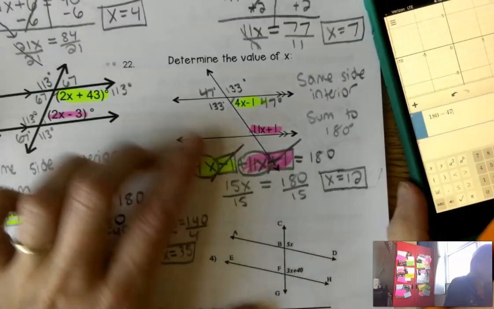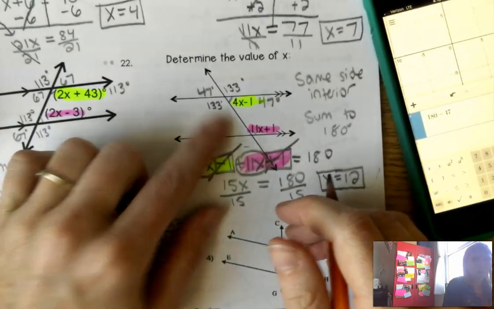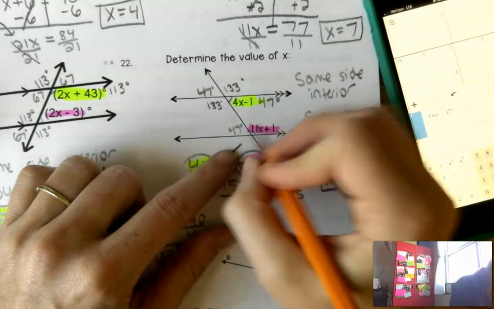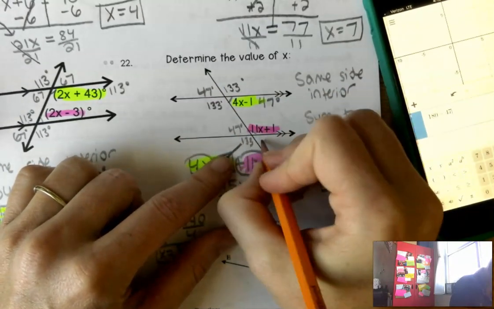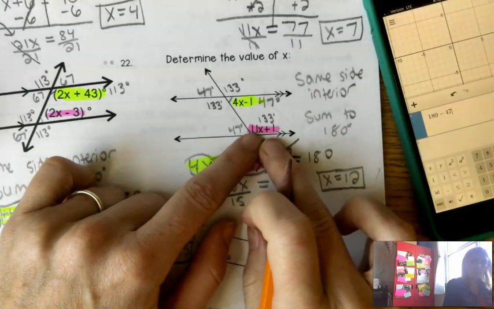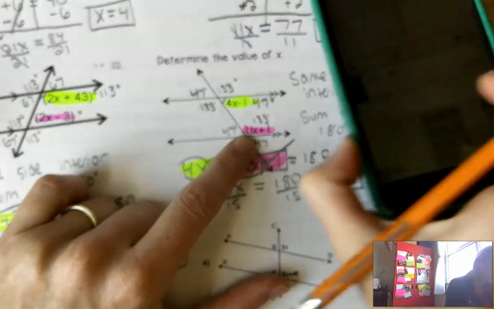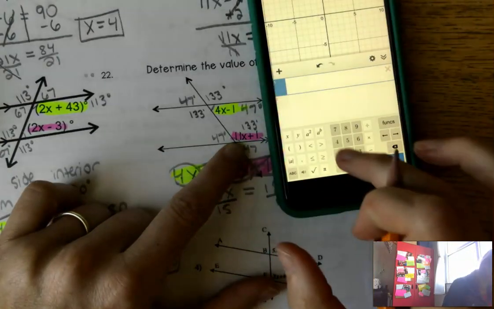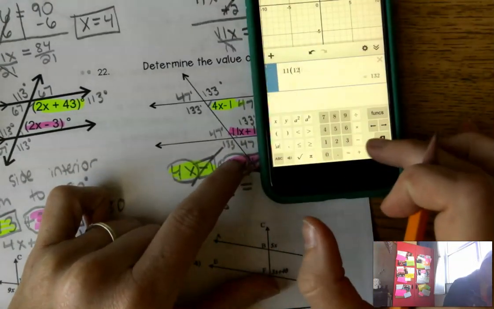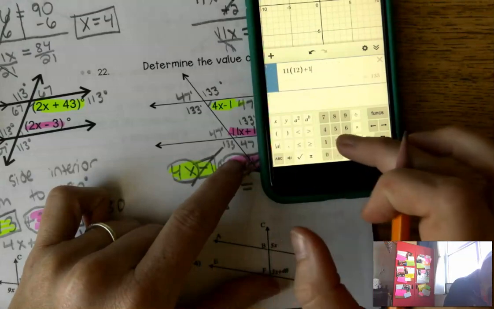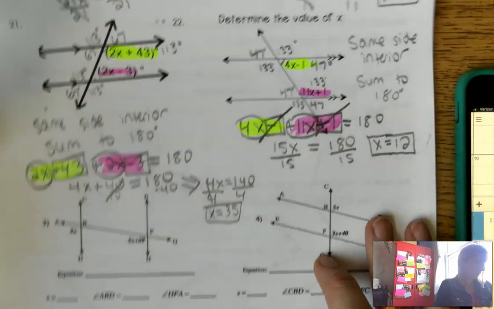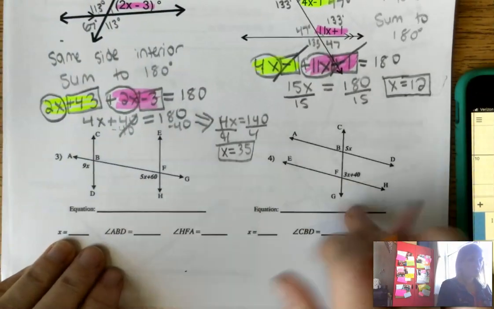Since these are parallel lines cut by a transversal, the same numbers will be down here. The smaller angle is 47. The larger angle is 133. 47 and 133. Let's make sure that this is truly 133 by plugging in x. So I'm going to do 11 times x, which we said was 12, plus 1. And that gives me 133. So I know that we did it right. When we come back, we'll work on these two in class together.